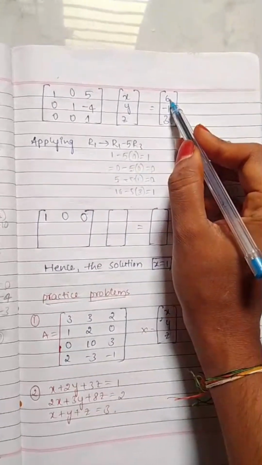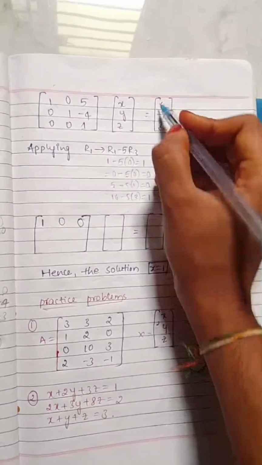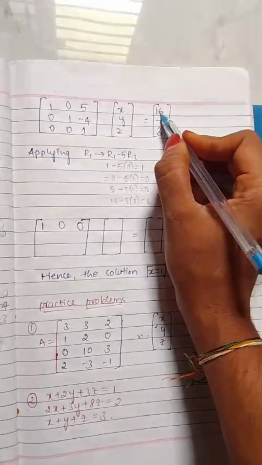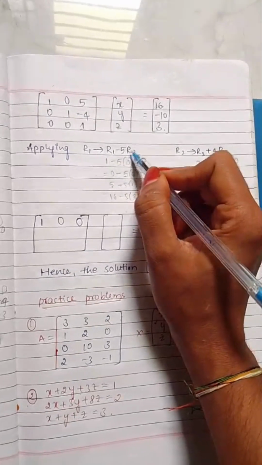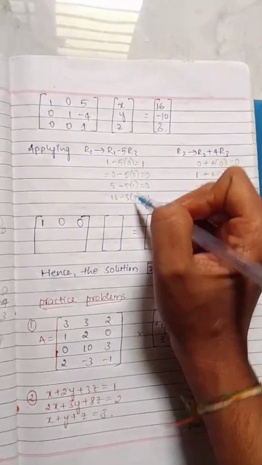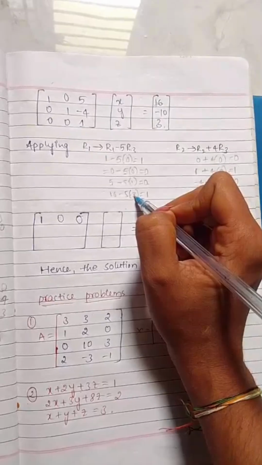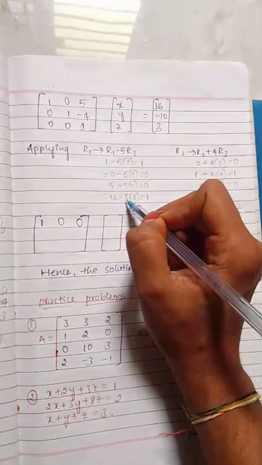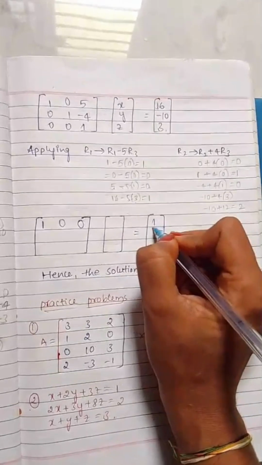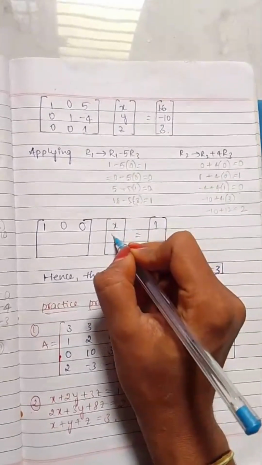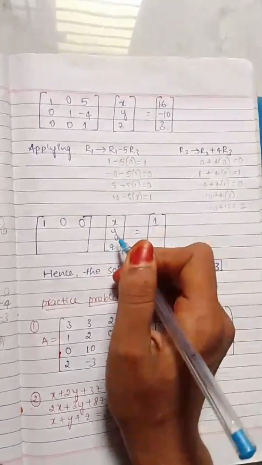Again for here R1, it's 16. 16 minus 5 into R3, that is 3. 5 into 3, that is 15. 16 minus 15 will get 1. Write here 1. Write down the xyz as it is.